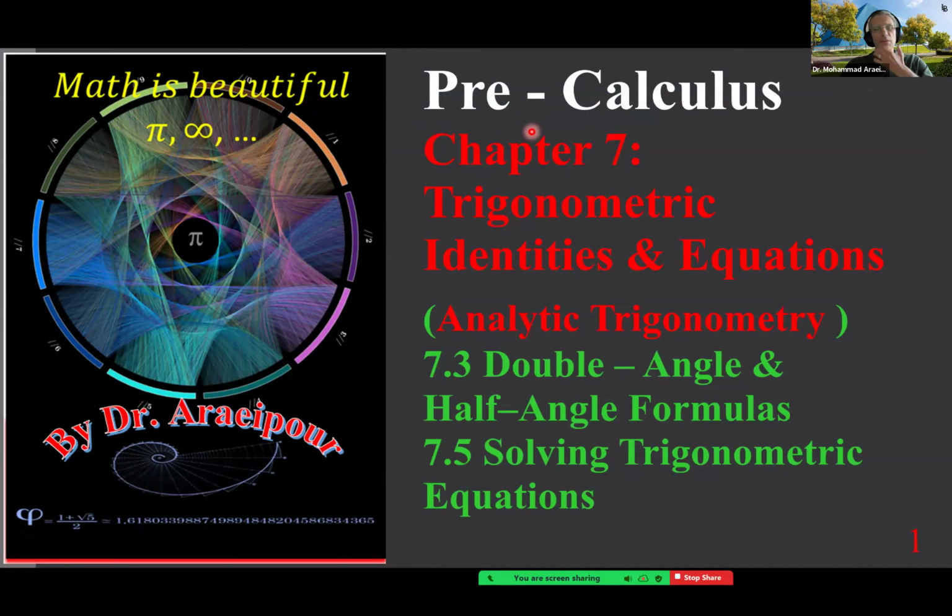We are looking at Chapter 7, Trigonometric Identities and Equations, also known as Analytic Trigonometry, 7.3 Double Angle and Half Angle Formulas, 7.5 Solving Trigonometric Equations.